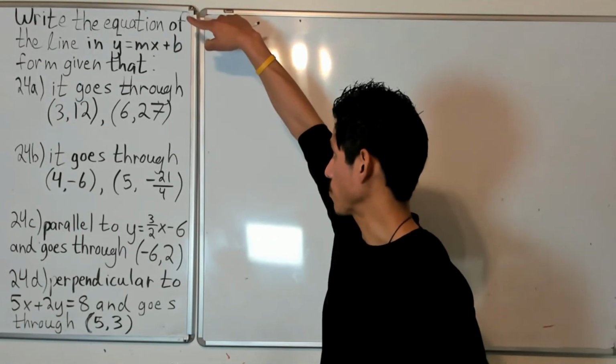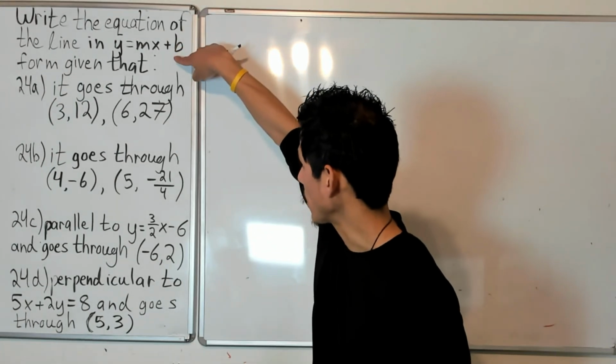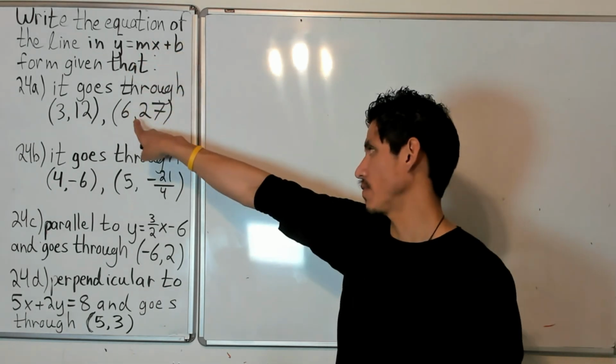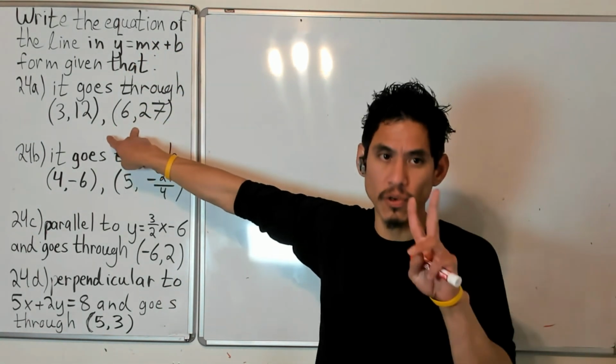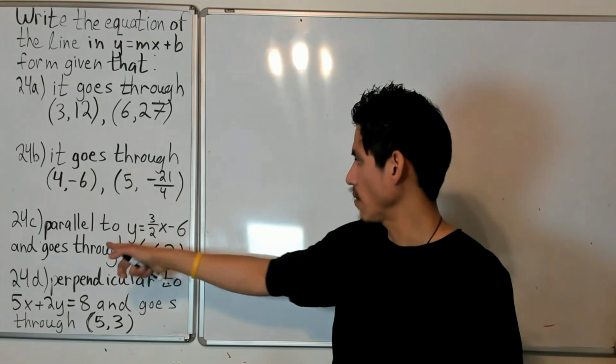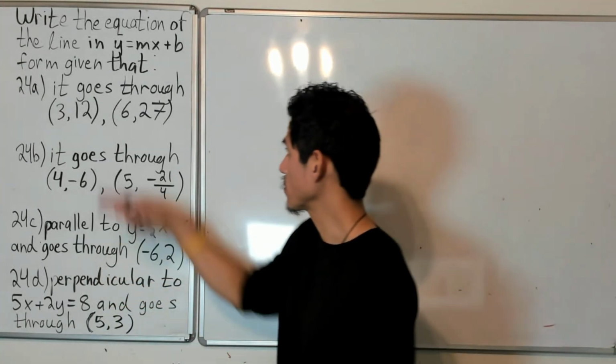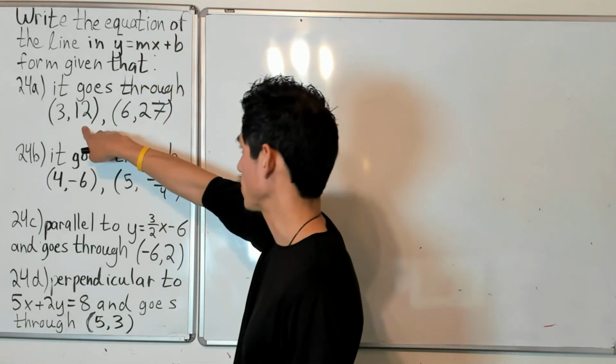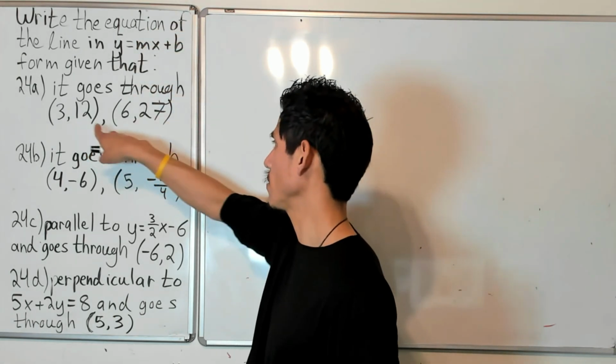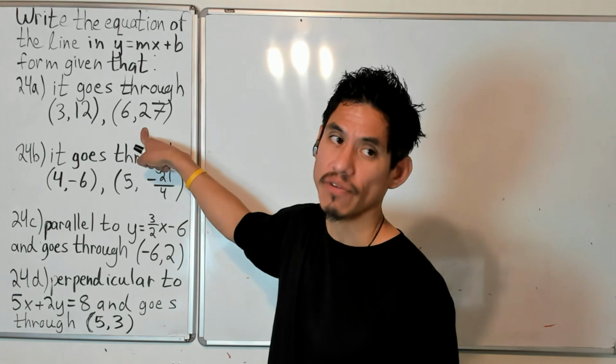All right, I'm going to go over how we can write the equation of a line in y equals mx plus b form, given whether it goes through 2 points, like here and here, or if it's parallel to another line, or if it's perpendicular to another line. So let's look at the first one. We have that it goes through the points (3, 12) and (6, 27).